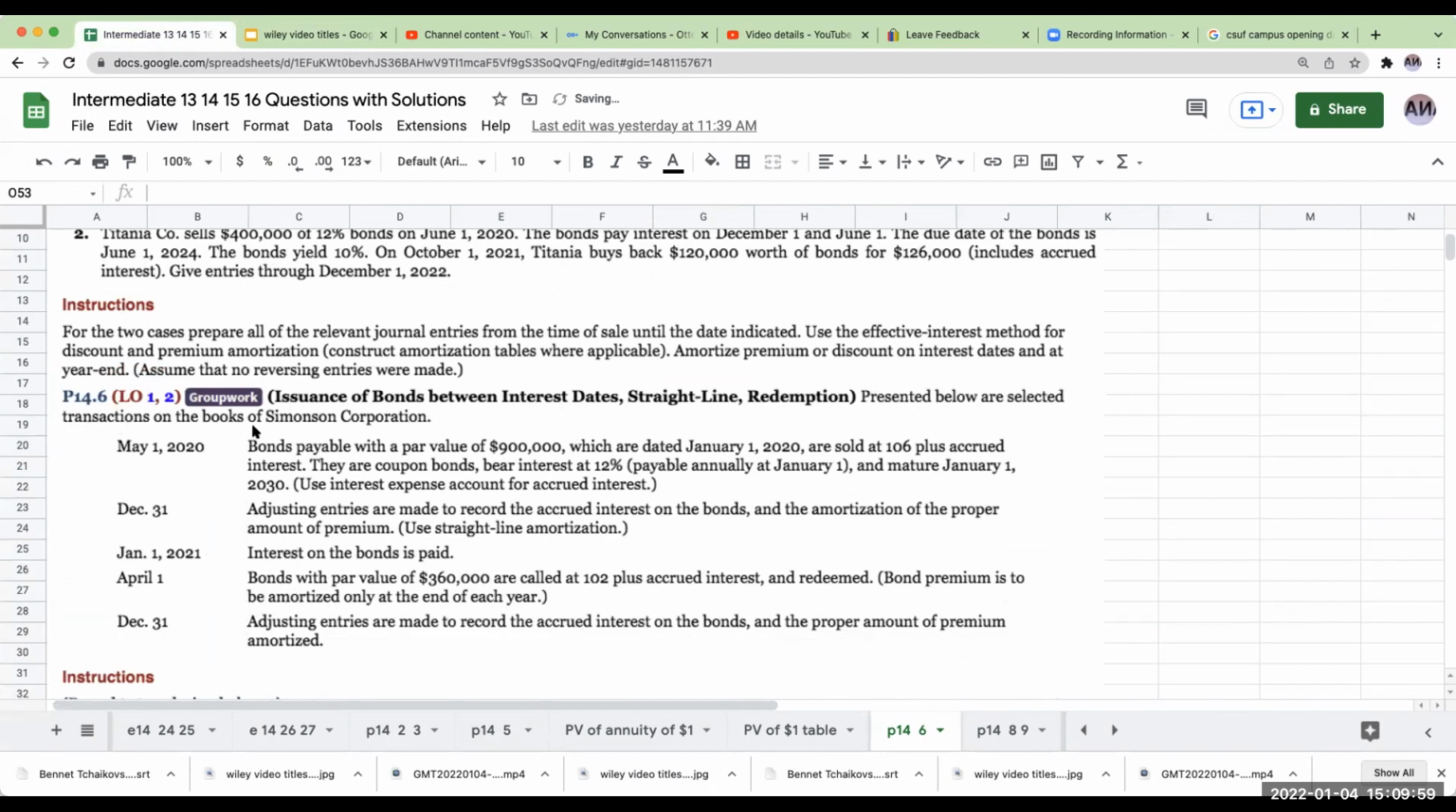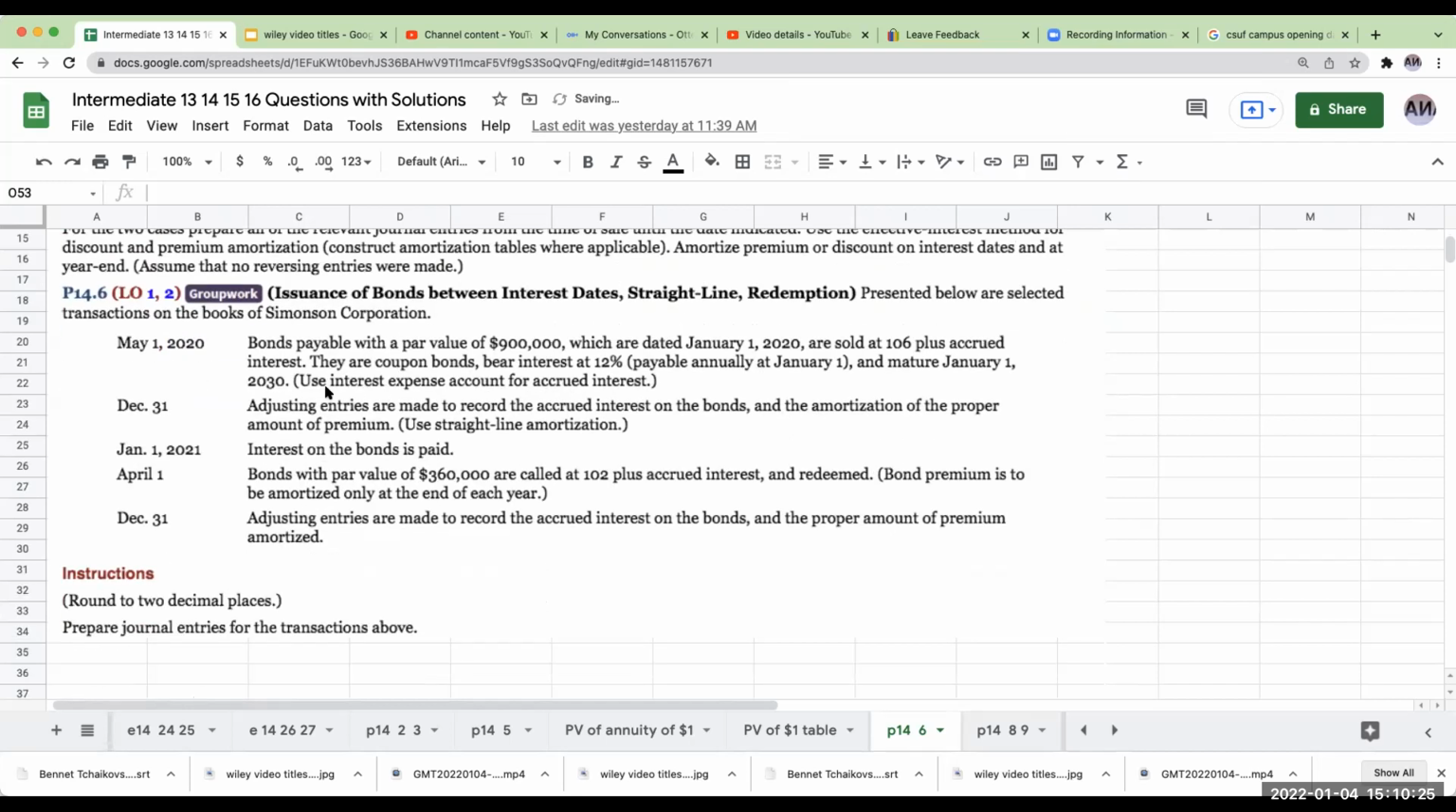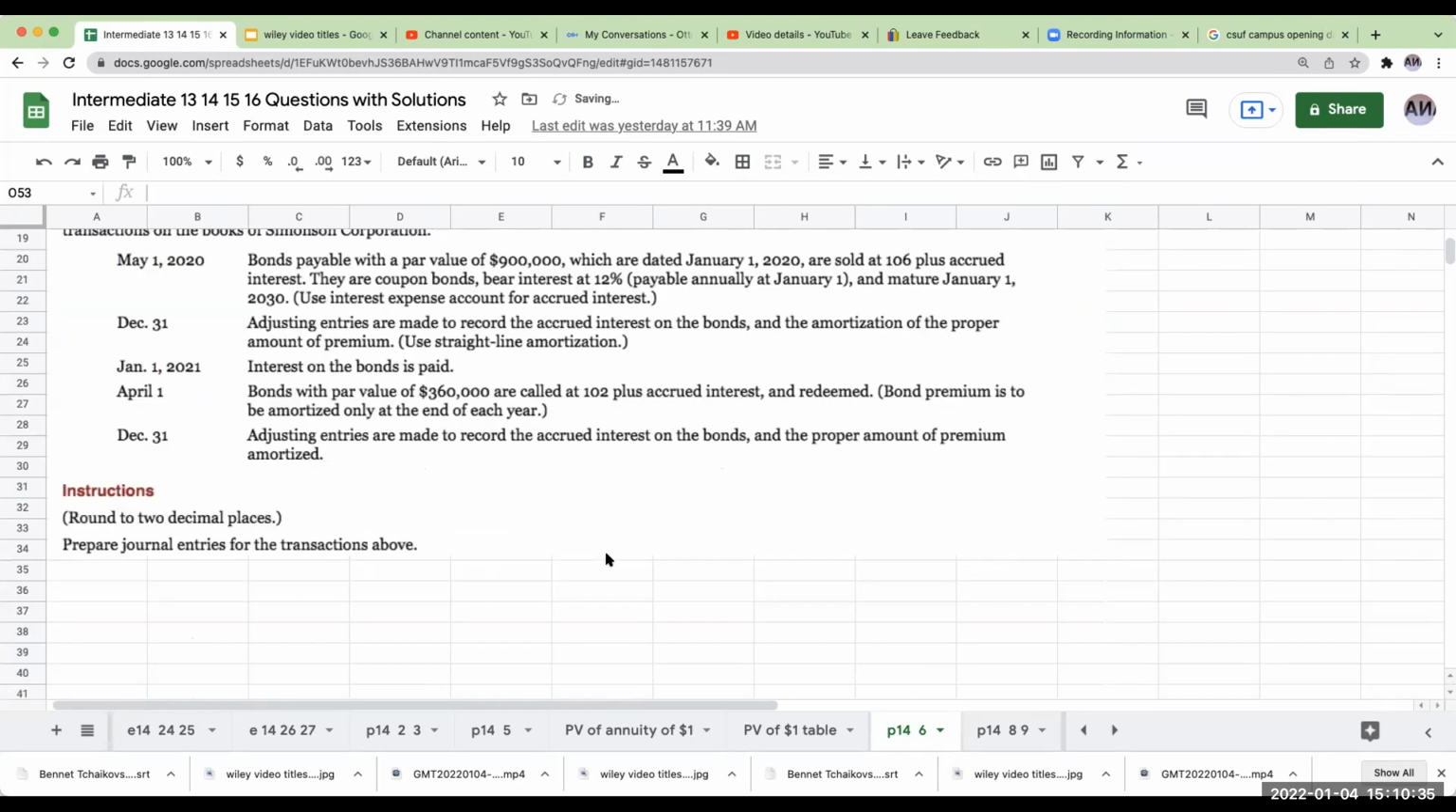Presented below are selected transactions on the books of Simonson Corporation. So bonds payable with a par value of $900,000, which are dated January 1st, 2020, are sold at 106 plus accrued interest. They are coupon bonds, bear interest at 12%, payable annually at January 1st, and mature on January 1st, 2030. So this is a 10-year term. Okay, and it says use interest expense account for accrued interest. I'm not going to do that. I'm going to show you what I'm going to do instead. And we're asked to prepare journal entries for the transactions above.